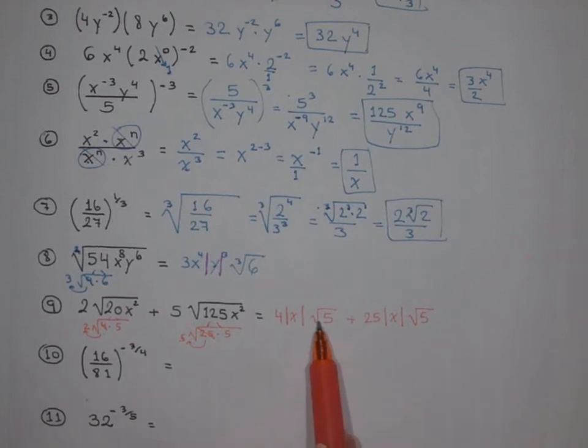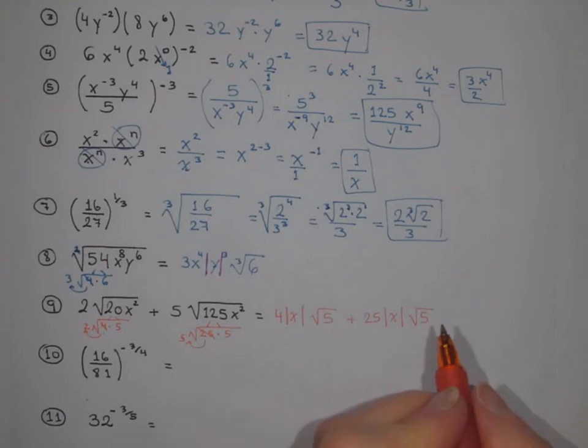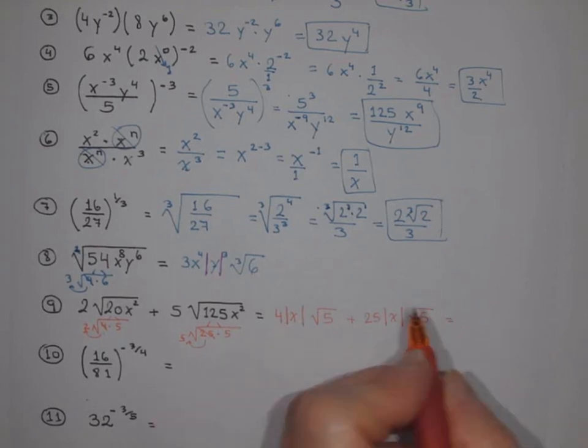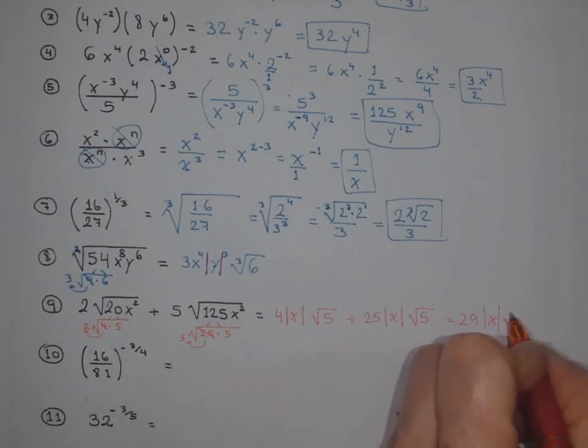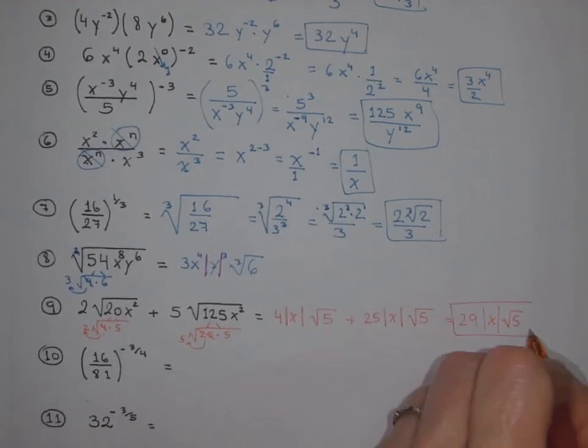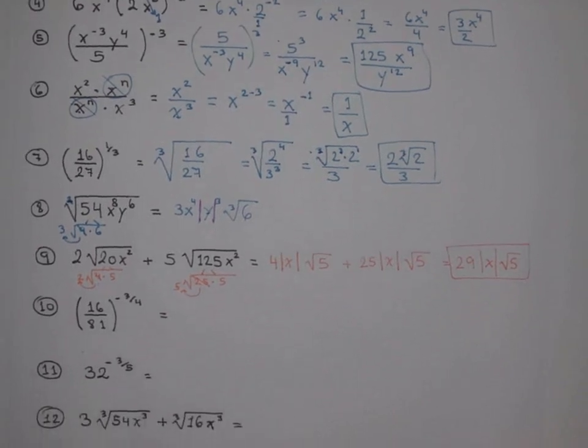And because we have a square root of 5 and a square root of 5 and an absolute value of x and an absolute value of x, those are like terms, so we can just go ahead and add the coefficients. So this is going to end up being 4 plus 25, which is 29, absolute value of x, square root of 5. That was a little tricky right there. A lot of things going on in that problem.